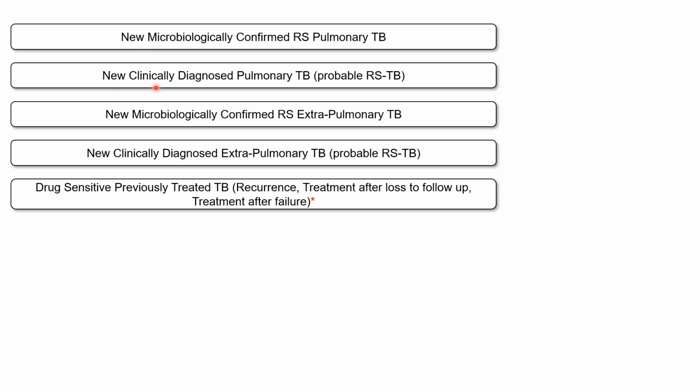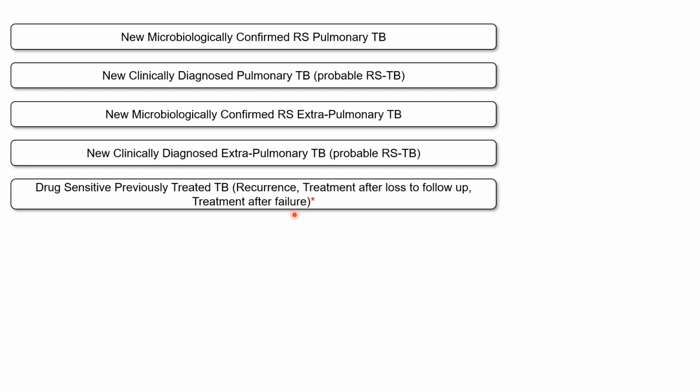Second category is new clinically diagnosed pulmonary TB. That means all things remain the same. The only thing that changes is microbiologically confirmed changes to clinically diagnosed. Similarly, new microbiologically confirmed extrapulmonary TB, new clinically diagnosed extrapulmonary TB. And by definition, this is all rifampicin sensitive. Last is drug sensitive previously treated TB, which can be recurrence, treatment after loss to follow up, or treatment after failure. We learned the definitions just now.